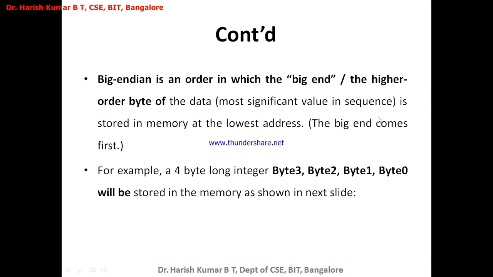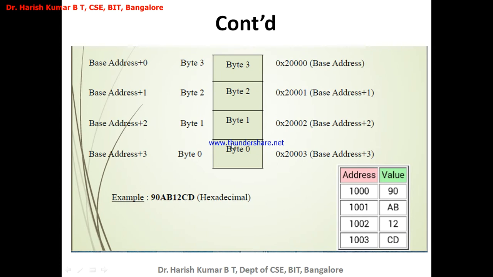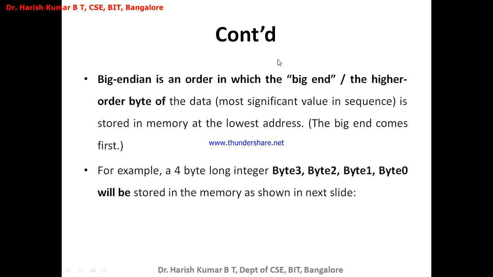Now big endian, it says big end: the higher order byte of the data is stored at the lower address. In little endian, the lower order byte of the data is stored at the lower address, but in big endian, the higher order byte of the data is stored at the lowest address. If I consider the same example again, a 4 byte long integer, byte 3, byte 2, byte 1 and byte 0, it is stored something like this. See here, we have byte 3, which is the higher byte of the data, stored at the lower address.